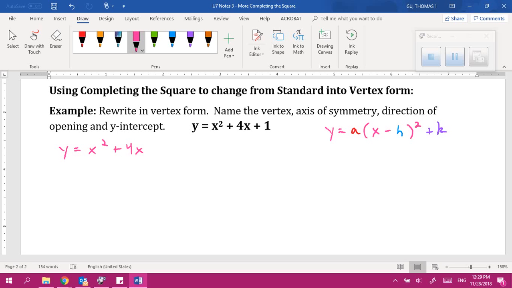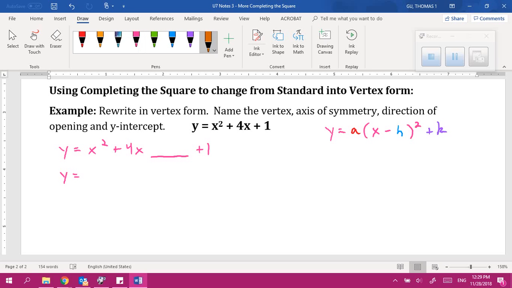The what? The space, right, that empty space. So let's put the empty space there, and we'll just slide the plus 1 to the very end. Okay, so now our next line is going to be y equals, and we're going to complete the square.